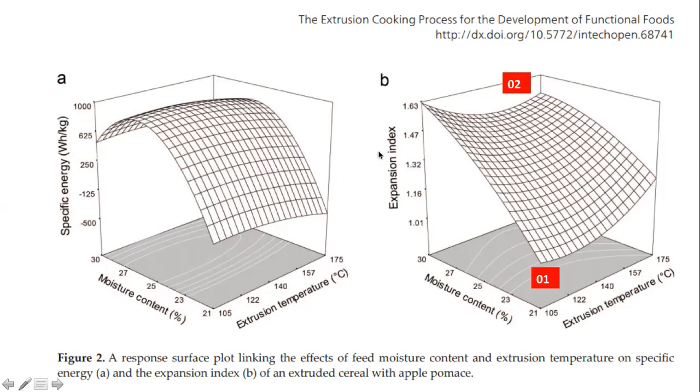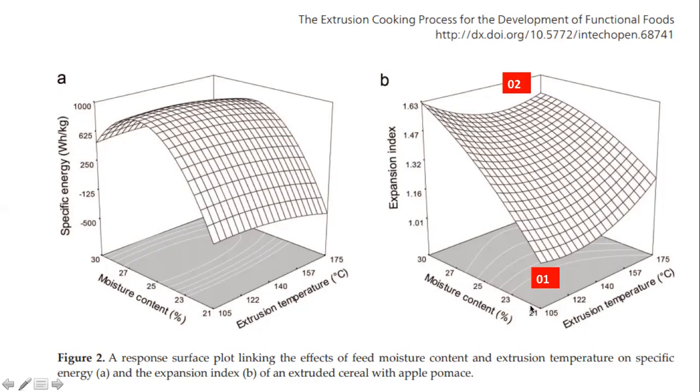Here there are three factors again: extrusion temperature, moisture content, and expansion index. Expansion index is very important for us in developing expanded food products. So how do these factors deviate, and how do they affect each other together, right? Here again you can see the temperature from here to here. We are going to increase the temperature.